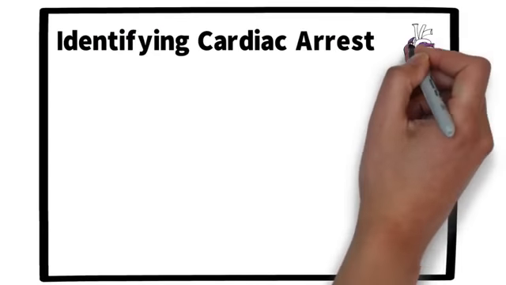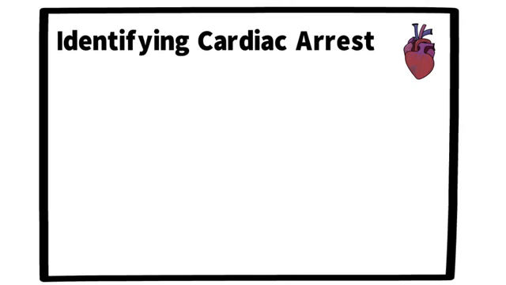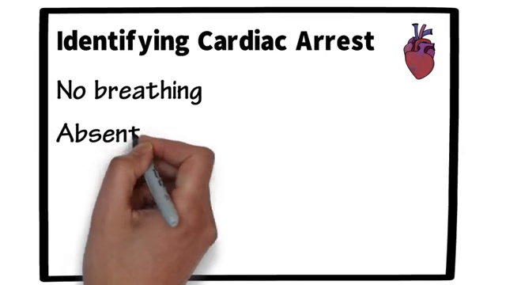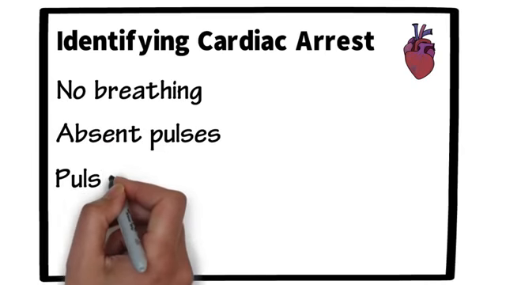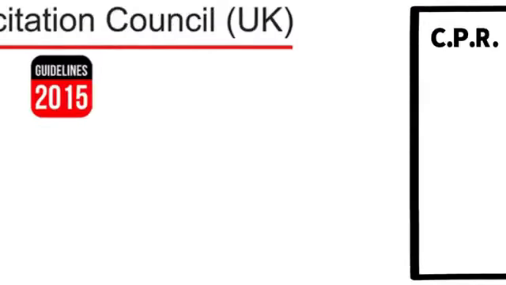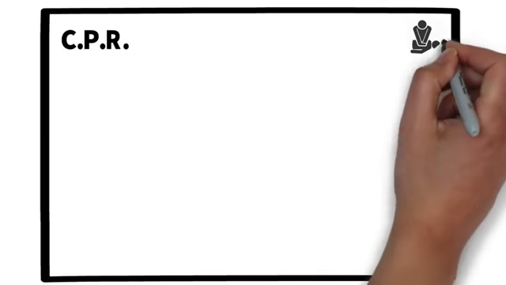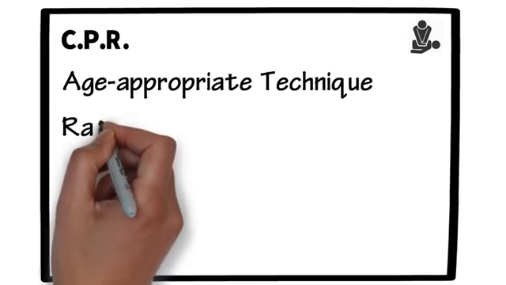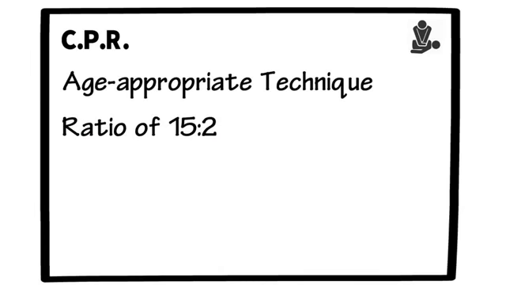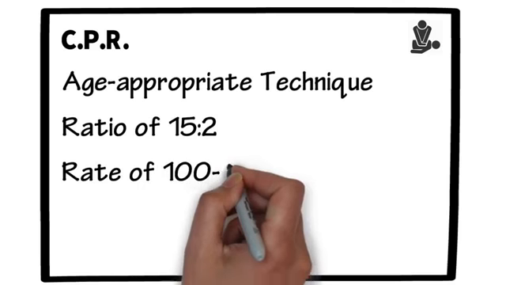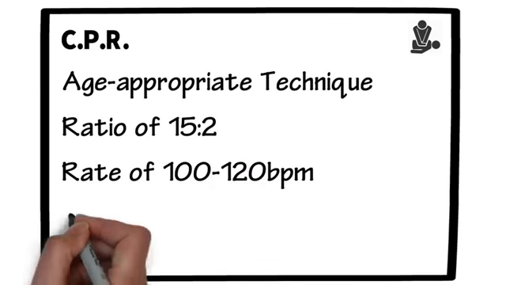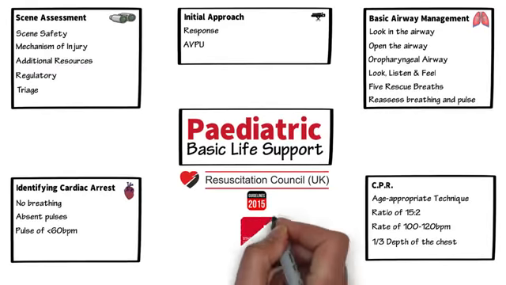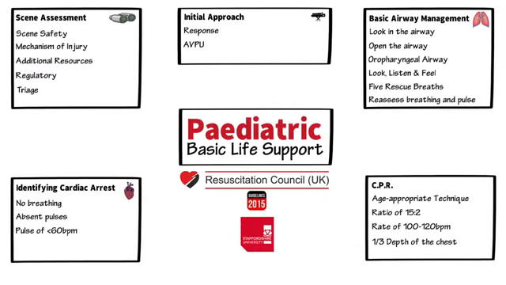It's at this point that we're probably going to identify cardiac arrest if it exists, and that will mean that there's no breathing, and absent pulses or a pulse of less than 60 beats per minute in the pediatric algorithm. We'll then start CPR, and for this you're going to use an appropriate technique dependent on the patient's age, a ratio of 15 compressions to 2 effective ventilations, a rate of 100 to 120 per minute, and a third of the depth of the chest. So now let's examine some of those areas in more detail.